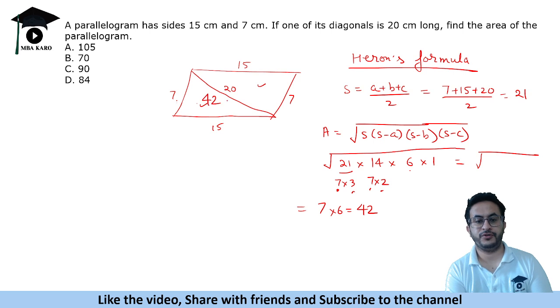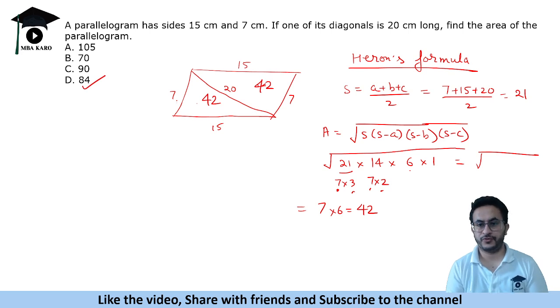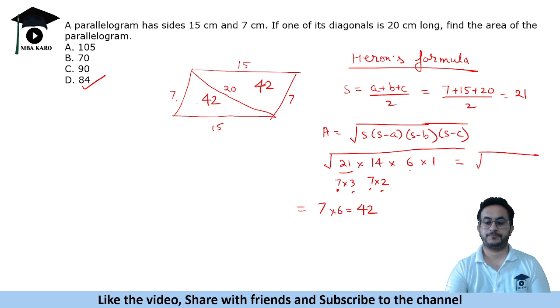So this is 42, and this will also be 42. So the area of the parallelogram is going to be 84 units. Okay, so that is an application of Heron's formula. If you are given the sides of a parallelogram and one of the diagonals, you can find its area using this concept.